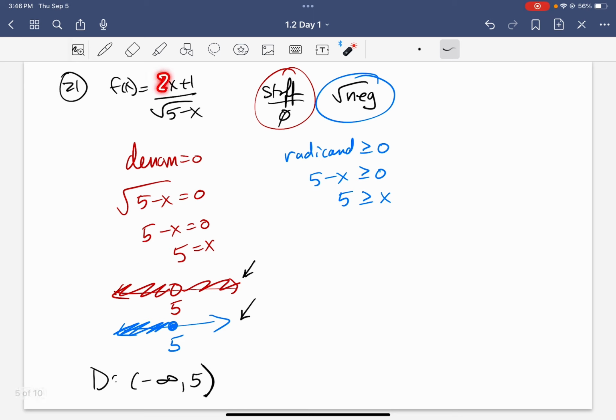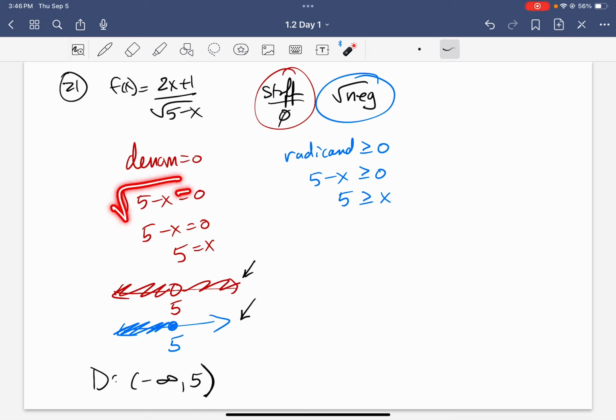All right, now for 2x plus 1 over the square root of 5 minus x. Again, if you ask me for the domain, every time I'm going to write stuff over 0 and square root of a negative. In this case, stuff over 0 is a problem because I do have a fraction. So I'm going to deal with that first. Since I have a fraction, I'm going to set the denominator equal to 0. So I take the whole denominator and set it equal to 0.